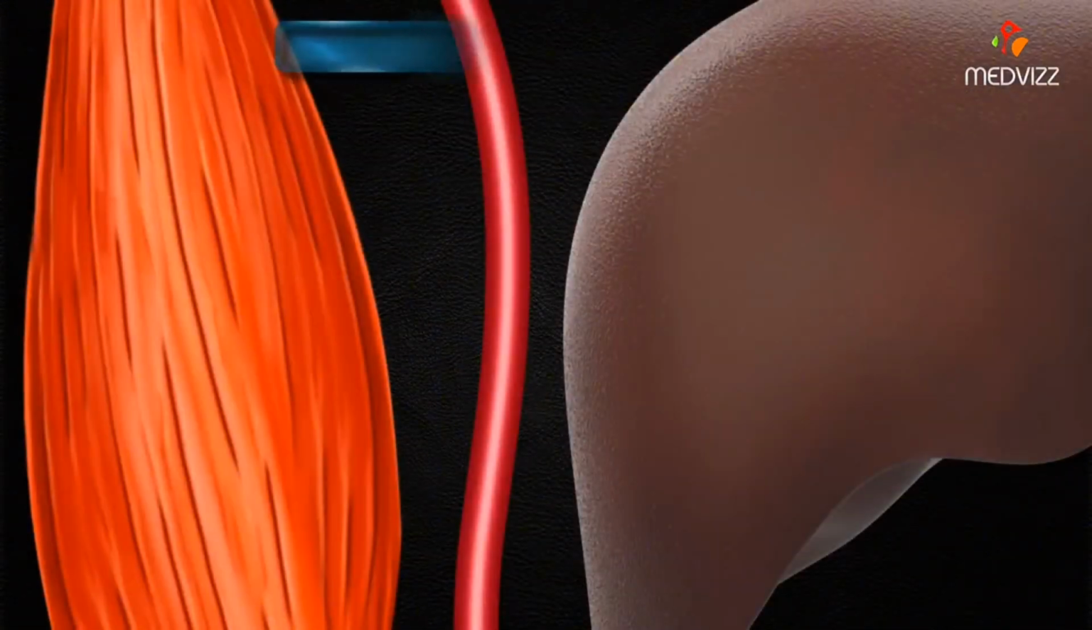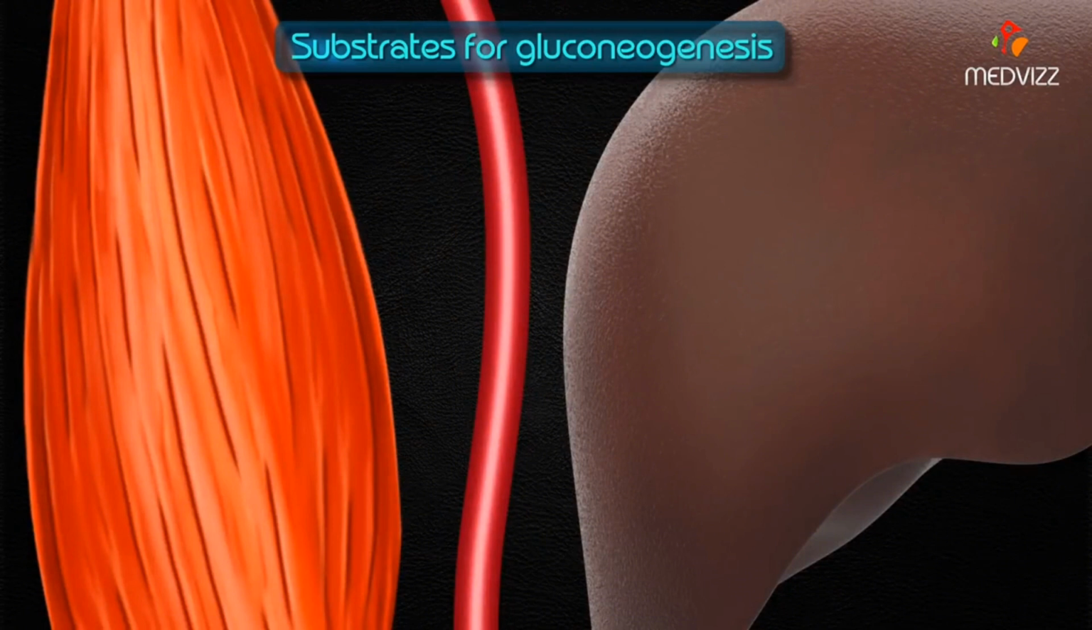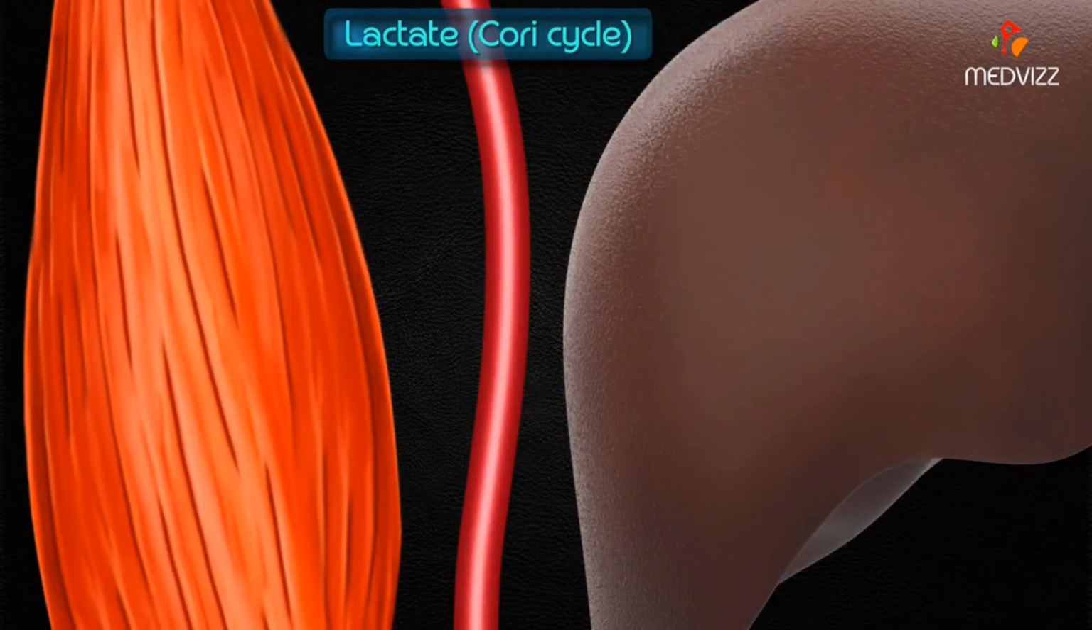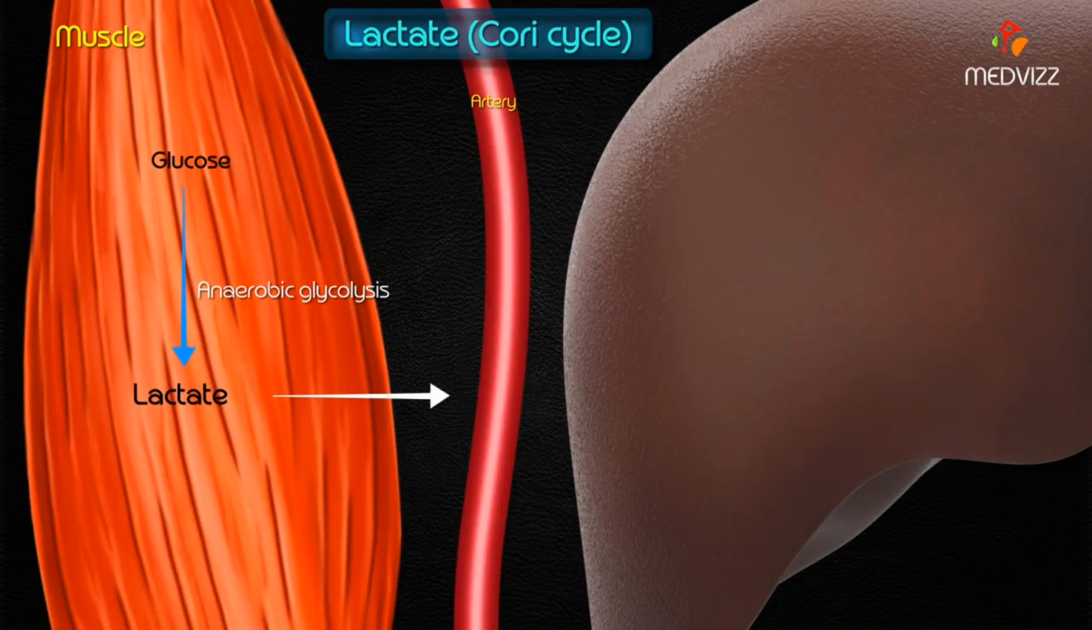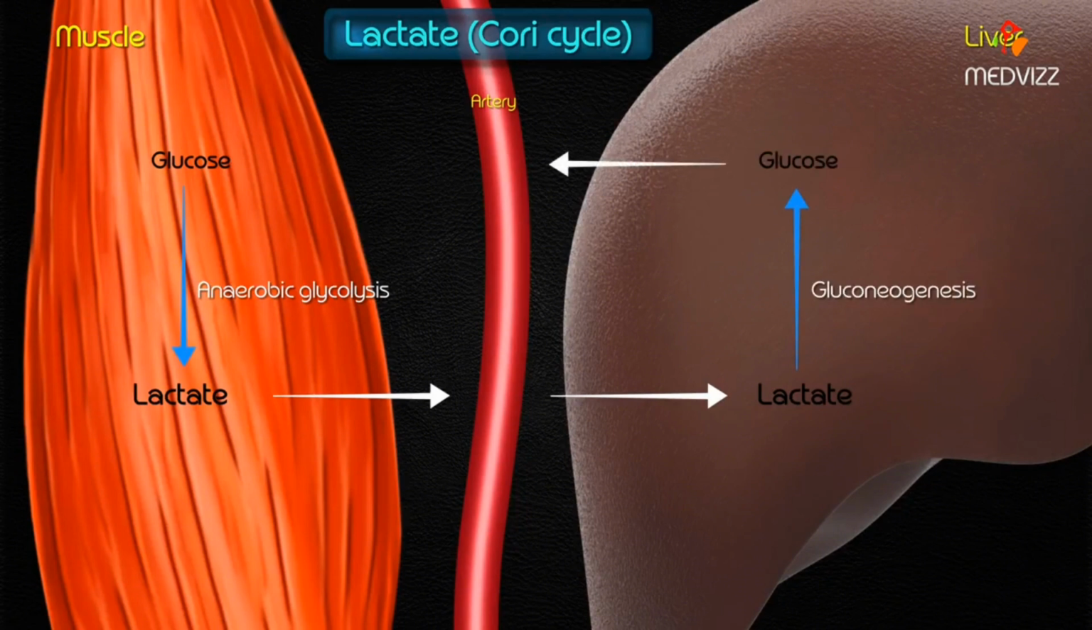Now, what are the substrates for gluconeogenesis? The first one is lactate, which gives you the Cori's cycle. Lactate is mainly formed from anaerobic glycolysis of glucose in the skeletal muscles as well as RBC. This lactate diffuses to the blood. From there, it is carried to the liver. In the liver, the lactate is converted into glucose by gluconeogenesis and transported to the tissues via blood. This recycling of the lactate is called Cori's cycle.